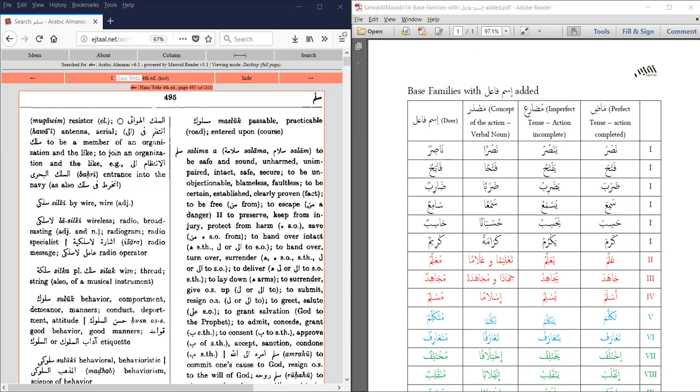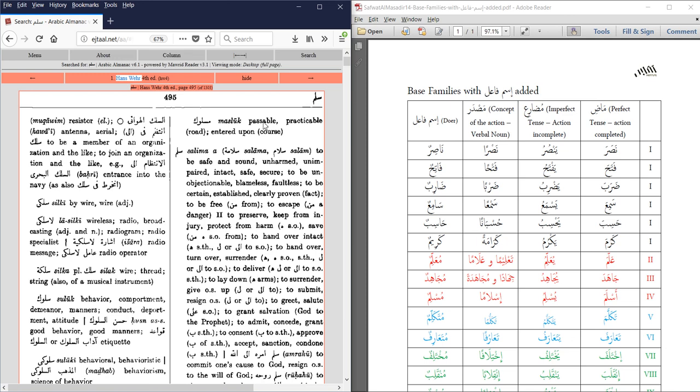For class, you need to download the Wehr dictionary for sure, because we use it in class multiple times. On your phone, search in the App Store for Wehr, just like how it's written right here. Search it up and download it, and we'll have to use that.